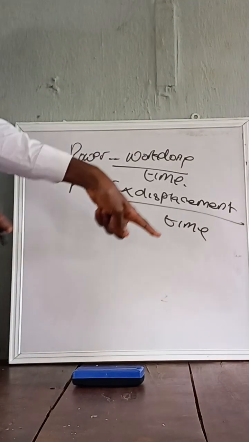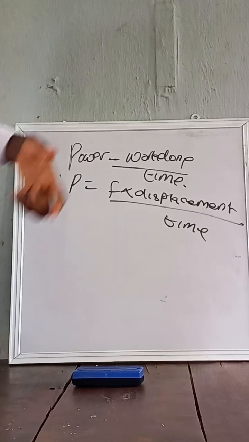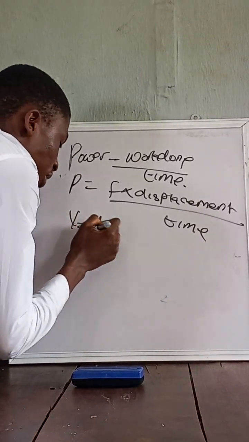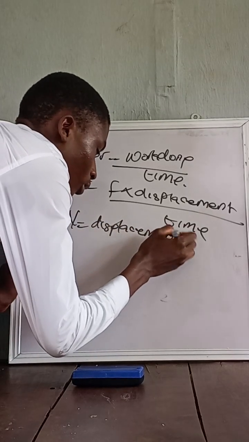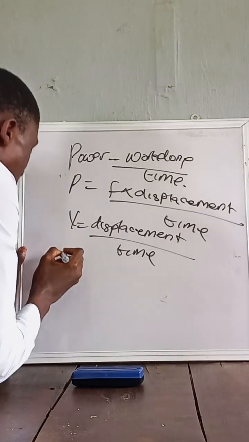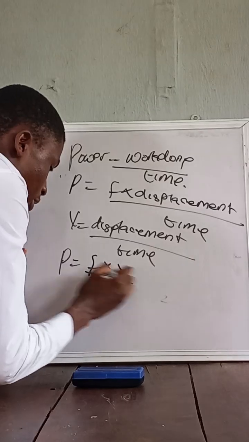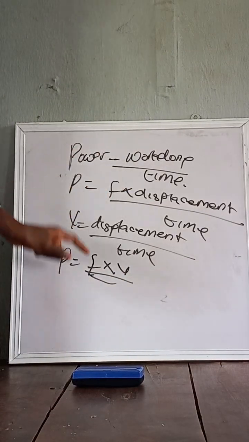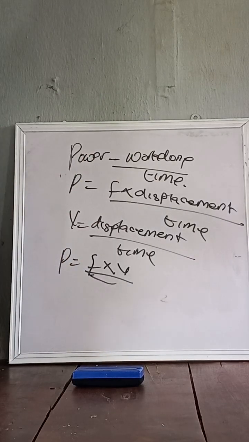When my displacement over time is given, that is my instantaneous velocity. So I can say my velocity is equal to displacement over time. Then I can say that my power is equal to force times velocity. Please take note of this formula. Your power can be calculated using work done over time or force times velocity. Look at how I get the formulas.